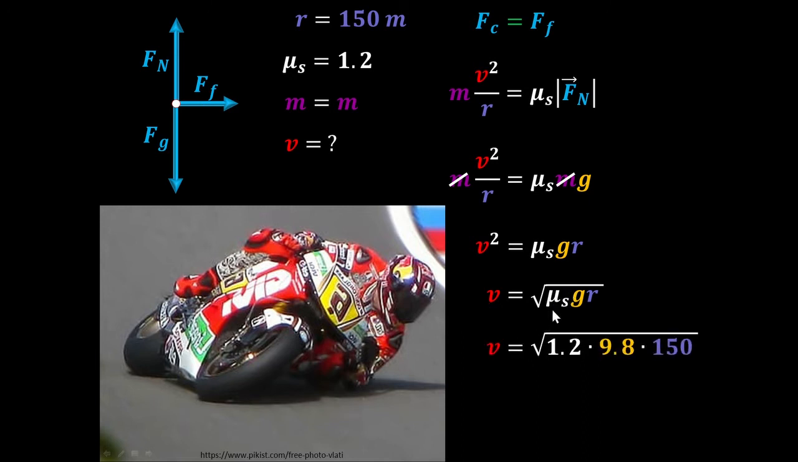I know the coefficient of friction, I know gravity, I know the radius, and it looks like 42 meters per second is how fast the maximum they can go. Because remember that the force of friction is a maximum. It could be less, but it couldn't be more than that. And that was about 94 miles per hour. That's after we did dimensional analysis, converting meters into miles, and converting seconds into hours.